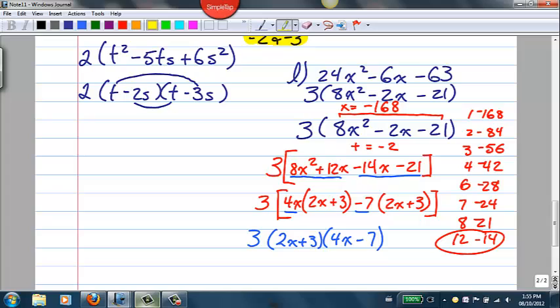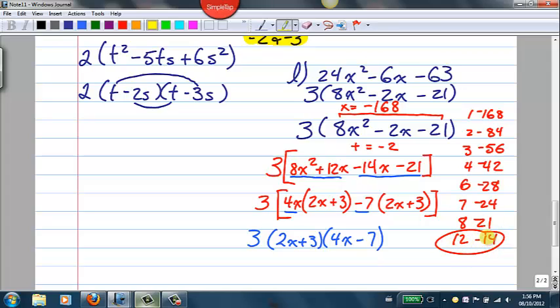And then the last one, I factored out my greatest common factor of 3. That left me with 8x squared minus 2x minus 21. Looking for two numbers that multiply to give negative 168 and add to give negative 2. So if they multiply to give a negative, one's positive, one's negative. So I made a list of all of them. 1 and negative 168, 2 and negative 84, 3 and negative 56, 4 and negative 42, 6 and negative 28, etc. All the way down to 12 and negative 14. Bit of a sweat job on this one. Okay, that adds to negative 2.